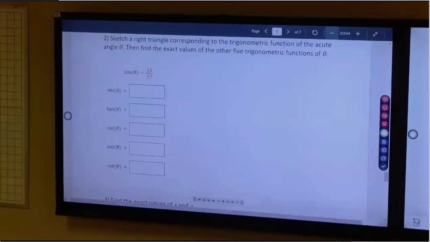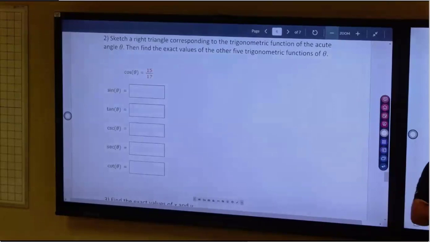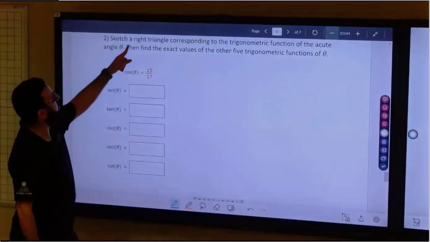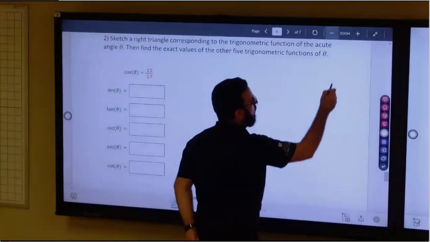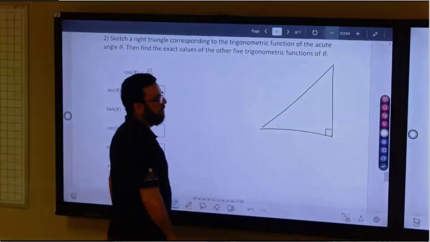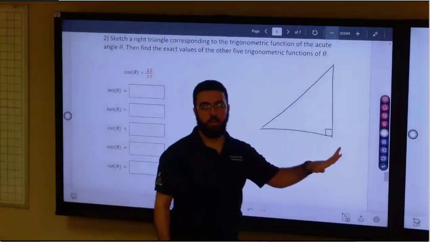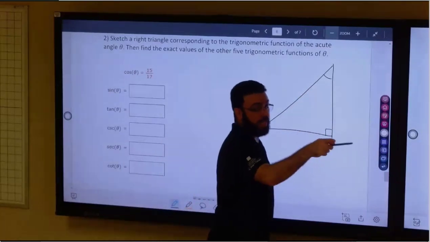Next example. Now, do we have a triangle? No, that's the problem. So we have to sketch the graph. They're telling you to sketch the right triangle, so that means the main angle is 90. This is the 90. Which side are you going to choose for the theta? This one? Okay, I'm going to choose this one, so we can practice.